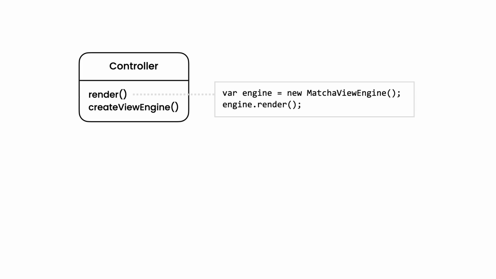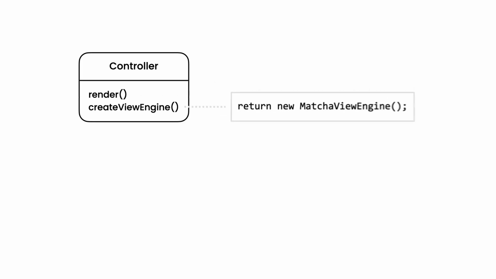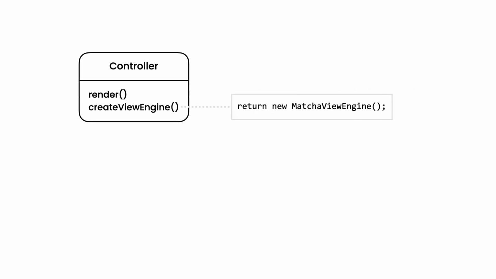So we add a new method called create view engine, and in the render method, we simply call this method to get a view engine. So in this method, we return a new Matcha view engine. What is the point of doing this?